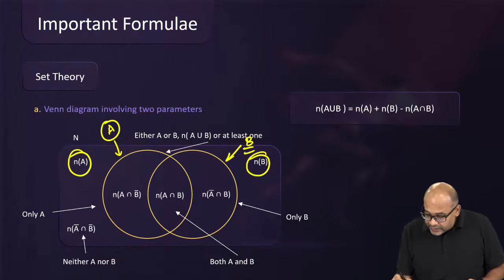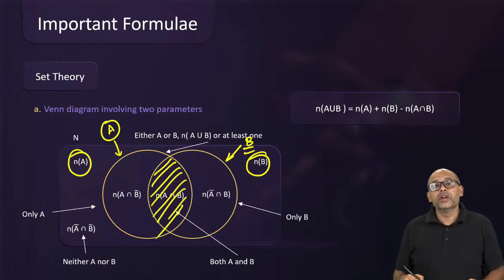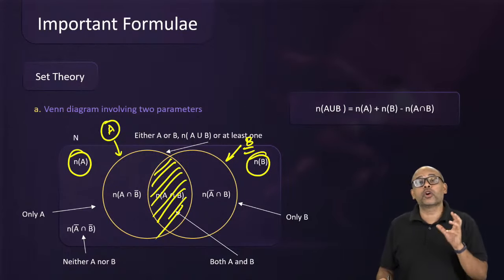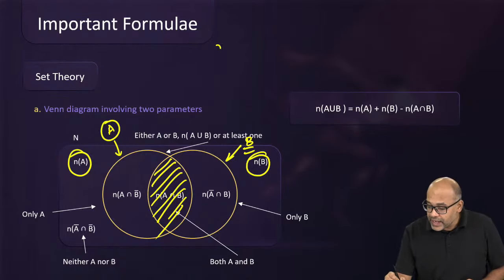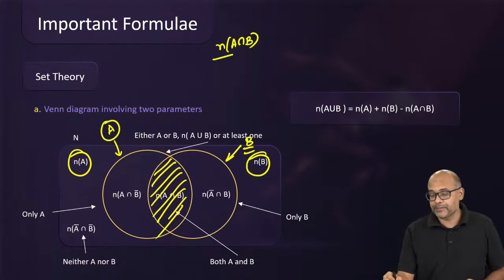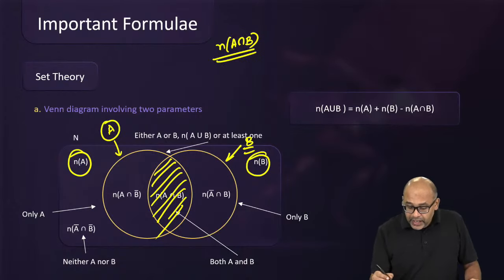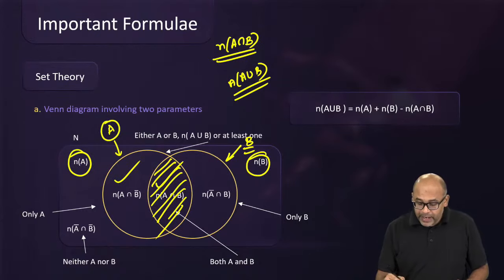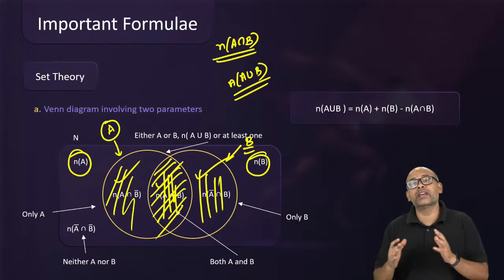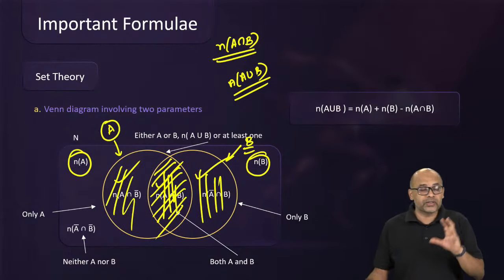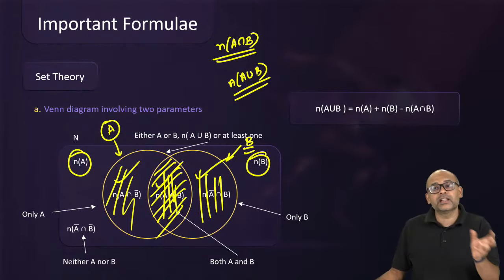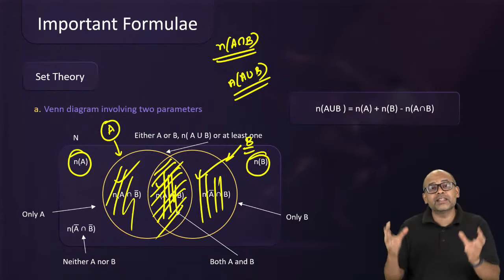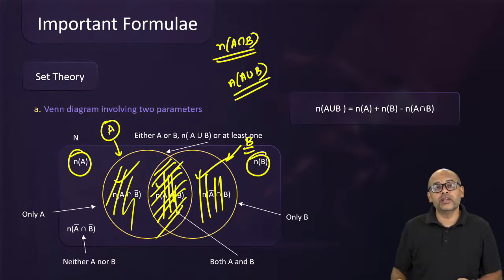Then you have the intersection part, which is common to both sets. It is represented as N of A intersection B. And of course you have N of A union B. What is union? Union is everything within both the circles, so the middle part and these two parts, all three together. The only thing about union is it should be part of either this circle or that circle, it could be part of both also, but it should be within the circular frame. Then it is called A union B.